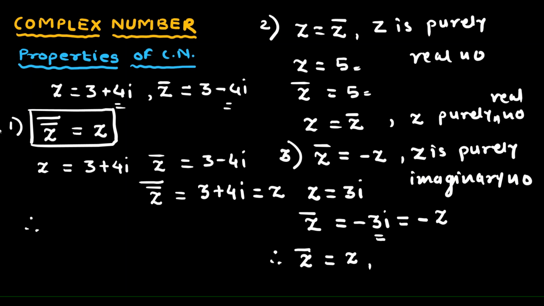Here, what is the value of z? It is 3i. That means it is only the imaginary part, and that's why I will write that z is a purely imaginary number.